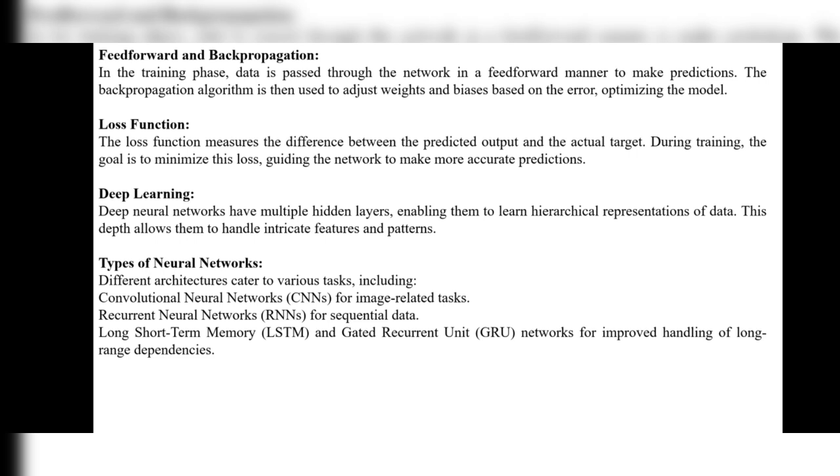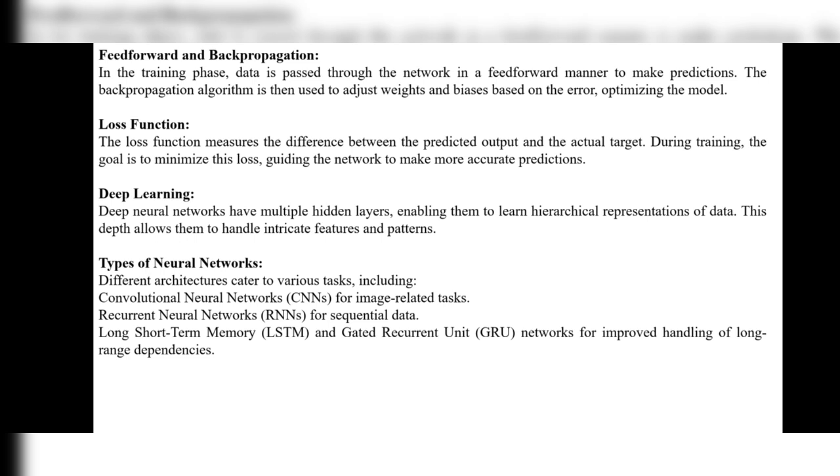Okay, next, loss function. The loss function measures the difference between the predicted output and the actual target. Okay, during training the goal is to minimize the loss, guiding the network to make more accurate predictions. That means the loss function measures the difference between the predicted output and the actual target.